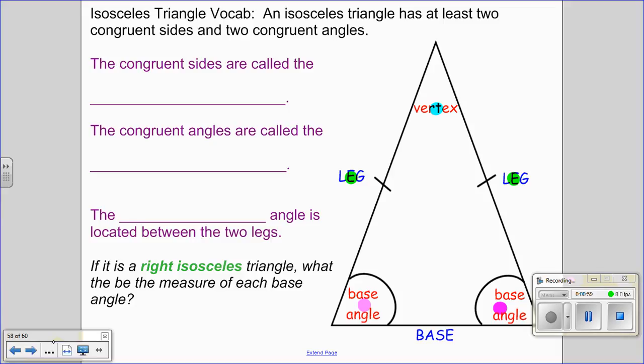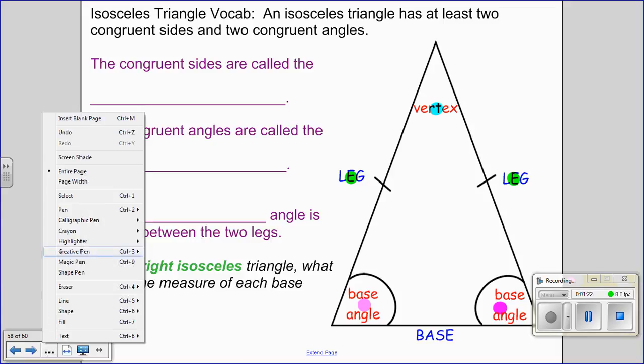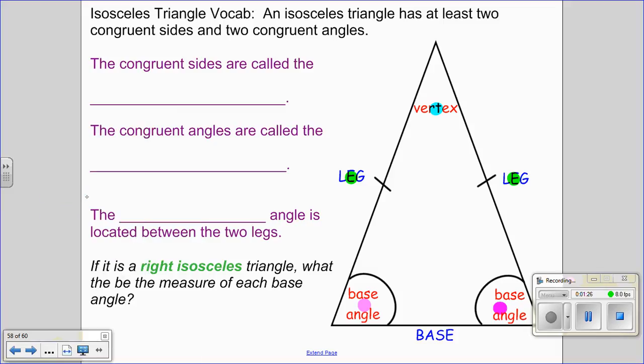So just to recap, the congruent sides are called the legs. The congruent angles are called the base angles. And the vertex angle is located between the two legs. If you have a right isosceles triangle, what would be the measure of each base angle? So let's draw this situation.